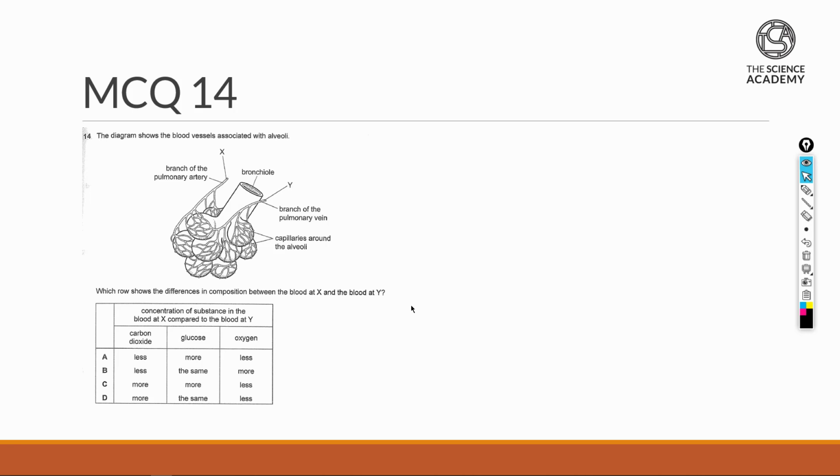MCQ 14 has us shift our focus towards transport in humans. So we're looking at the composition of blood difference at point X as well as at point Y. So point X itself comes from the pulmonary artery.